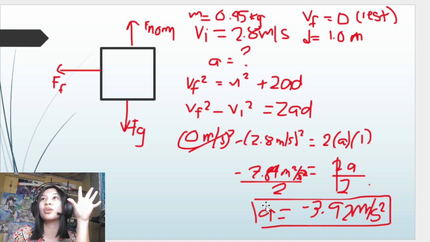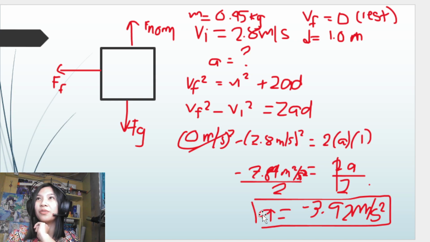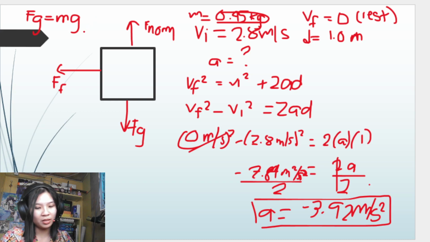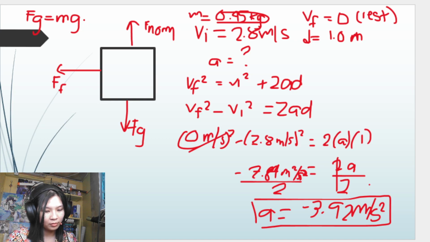Now we will look for the net force, which is actually the friction itself. So what is our Fg? Fg is from this 0.45. So Fg is mass times g. If g is 9.81, no, g is not 8.20. No.